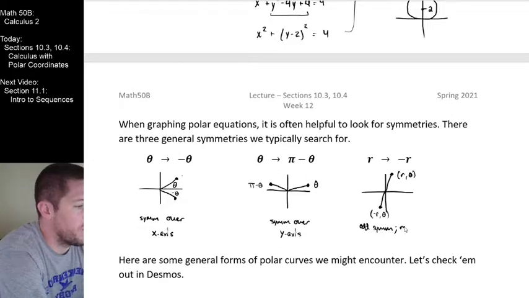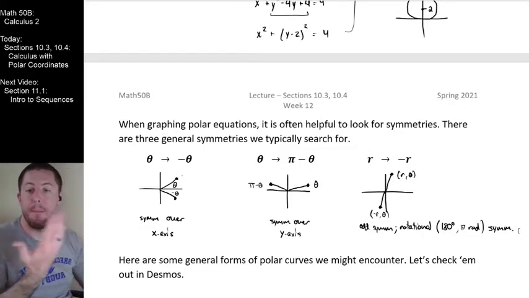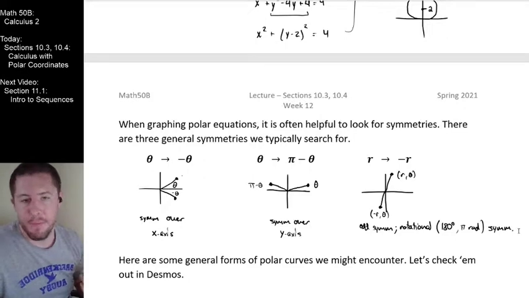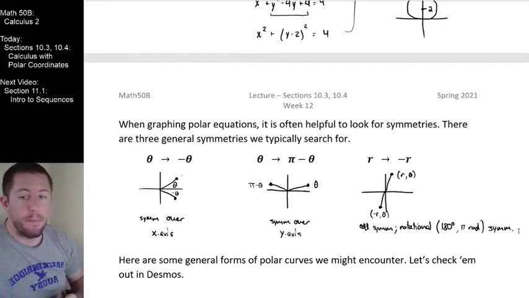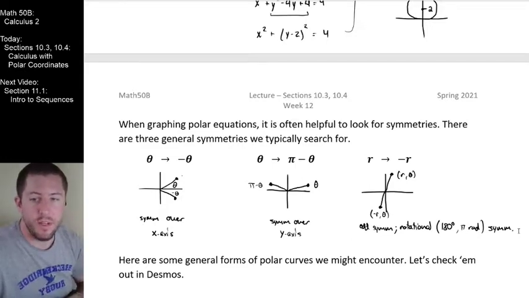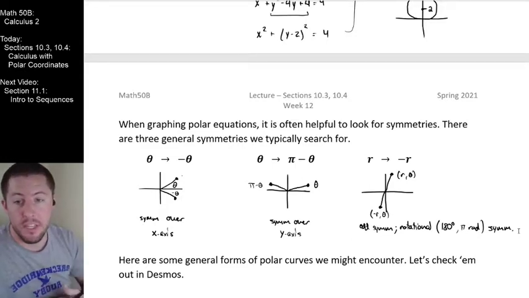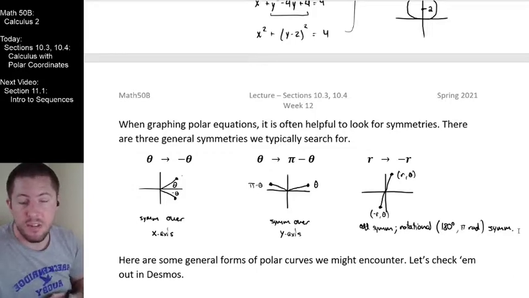This is a rotational symmetry, like 180 degrees or pi radians rotation. So this is not a mirror image symmetry. This is a rotation-based symmetry. If it's okay for you to replace r with negative r, and when you simplify, your equation is exactly the same as it was when you started. For example, if the only r that shows up is actually r squared in your equation, then you should be able to replace r with negative r, and when you simplify, nothing actually is different from your original equation.